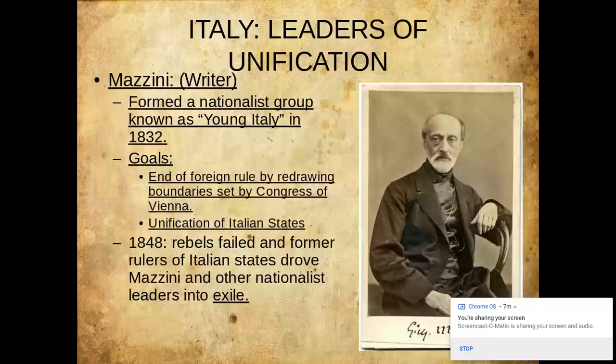So in 1848, the rebellions were occurring all throughout the 40s, and former rulers of Italian states drove Mazzini and other nationalist leaders into exile. He basically had the choice: either be arrested or leave. He chose to leave, and while he was away, he kept the nationalistic movement alive by smuggling in pamphlets of his writings, and that spread amongst the Italian people.